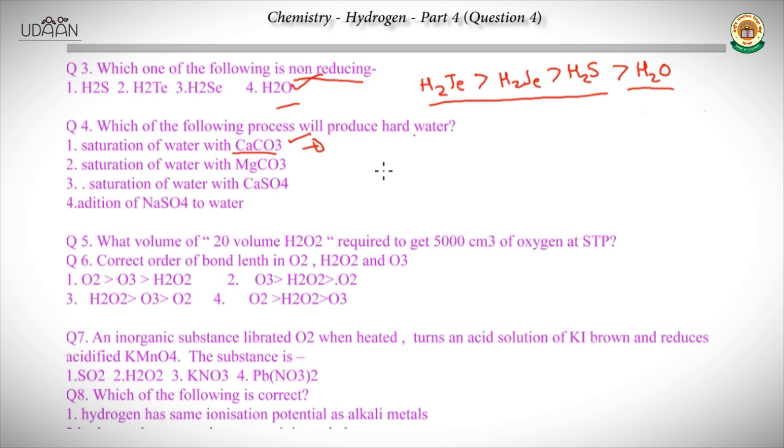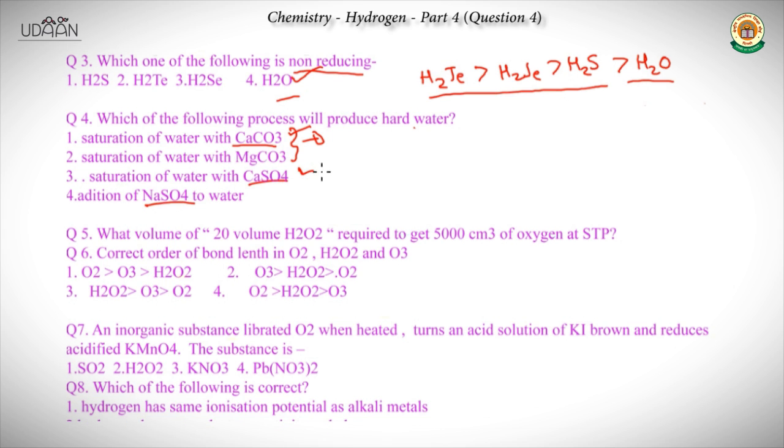Yeah, the first one and second one are the same, as both of the compounds are insoluble in water. Third one is CaSO4 and fourth one is Na2SO4. Now, from the definition of hard water, the hardness of water is not because of the sodium source of sulfate. So the hardness of water will be because of CaSO4.